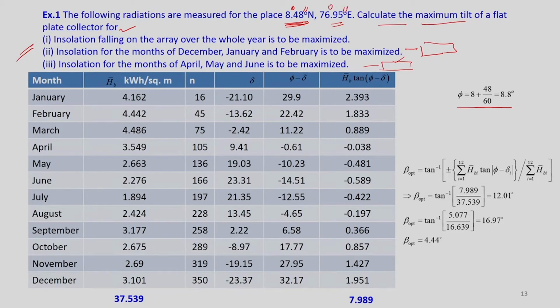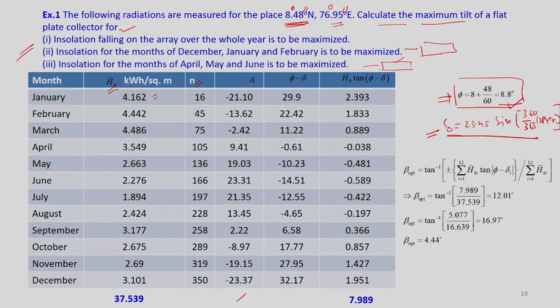If this is so, then we can convert the entire phi to degrees. And these data are given. From January to December, HB values are given in the problem. And N values we can take as the middle of the month. And delta can be found out by using the equation we have done already, 23.45 sine of 360 by 365 times (284 plus n). By using this expression you can find the delta value for all the months.